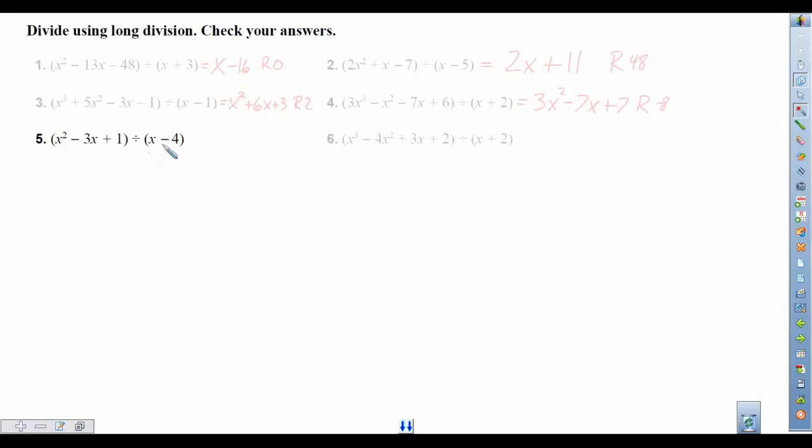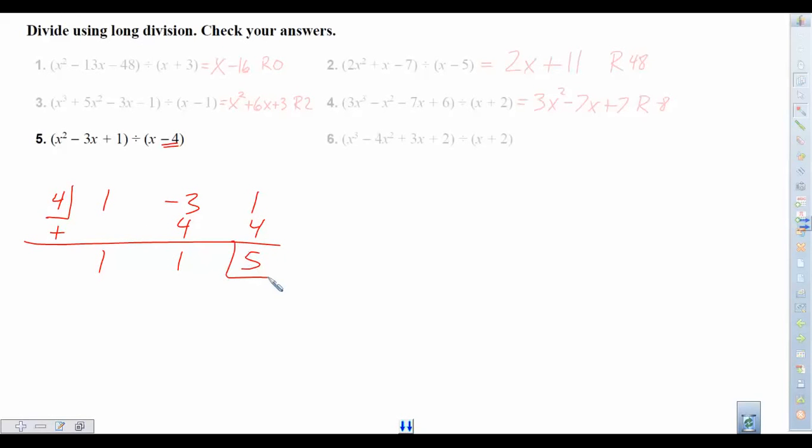Next problem, 4, right? 1, negative 3, and a 1. Bring that 1 down, multiply, add that up. Wouldn't that make a 1? Multiply, add that up. That's your remainder. This is going to be a linear guy with 2 numbers there because we're divided by quadratic. So now we have 1x plus 1 with a remainder of 5.